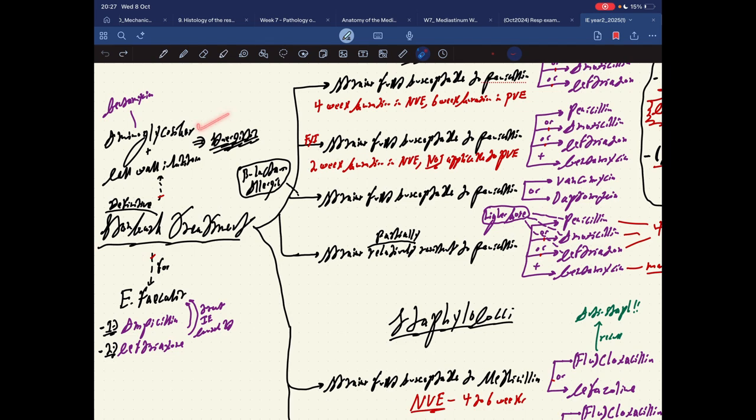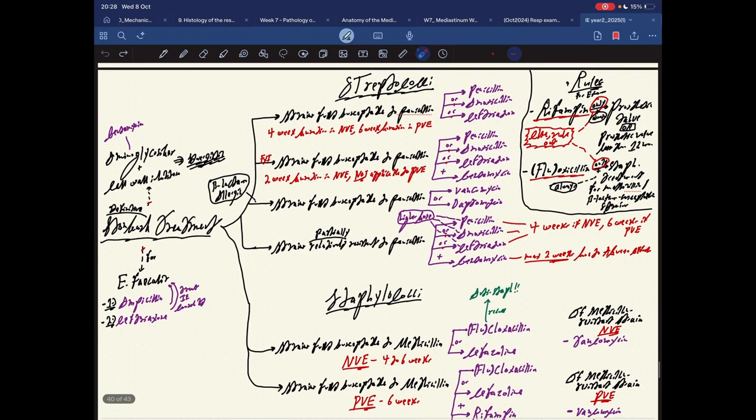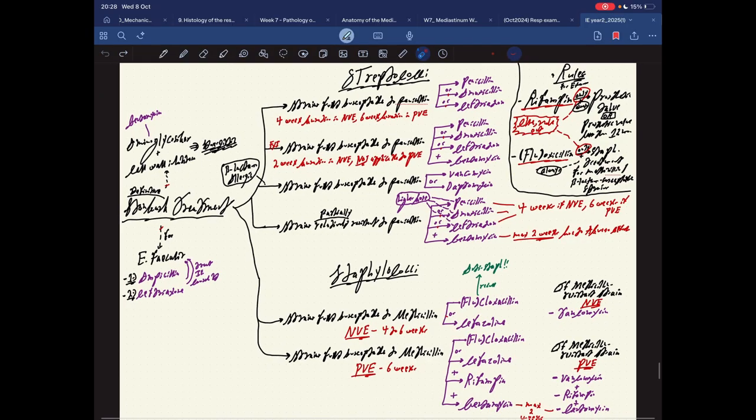Aminoglycosides plus cell wall inhibitors have a synergistic effect. Aminoglycosides like gentamicin. And for Enterococcus faecalis, this specific strain, to treat it in infective endocarditis, we would use ampicillin, ceftriaxone. Okay? So those are the side notes to mention. And now we'll be moving on to the main part of the standard treatment. So first of all, we'll start with streptococci.